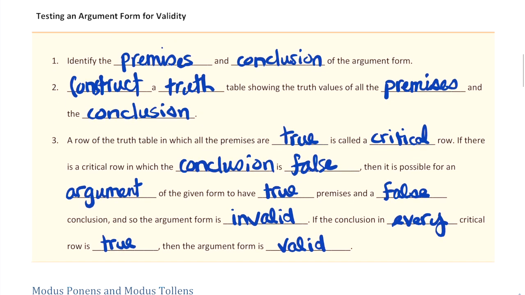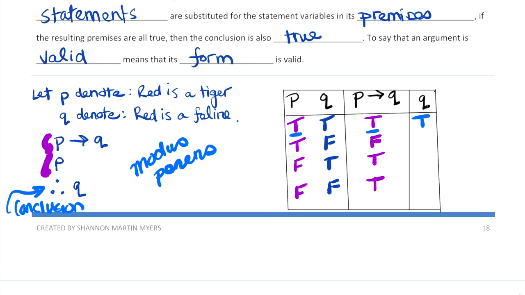So in that last example, we only had one critical row. Our critical row was here because this here is true. This is true. Those are both premises. And then we verified that our conclusion was also true. The other rows, where we have the purpley pink writing, they're not both true. So we don't even have to deal with those. We just look at the critical rows, all right?